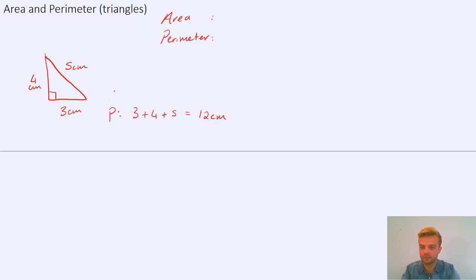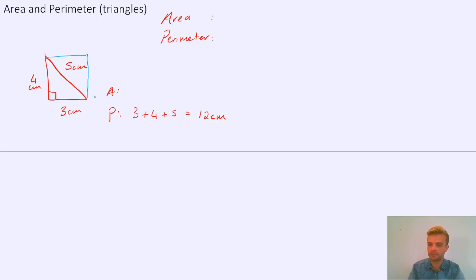To find the area of a triangle, this is how we have to think about it. If I was to do 4 times 3, this length on the side times the length on the bottom, I would be finding the area of this rectangle here. But I don't want that whole area. I want the triangle's area, and the triangle is exactly half of that rectangle.